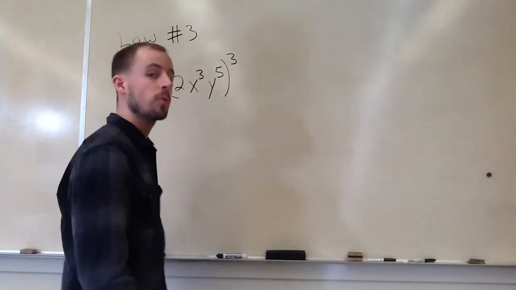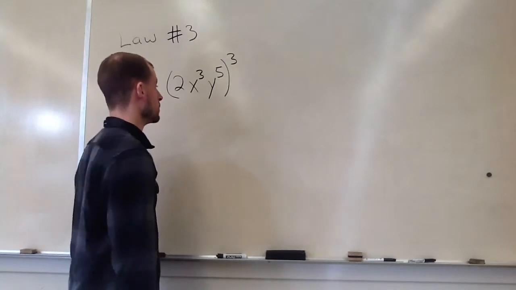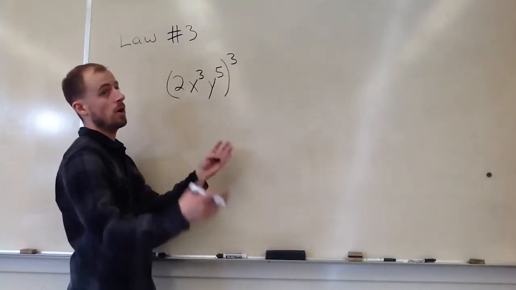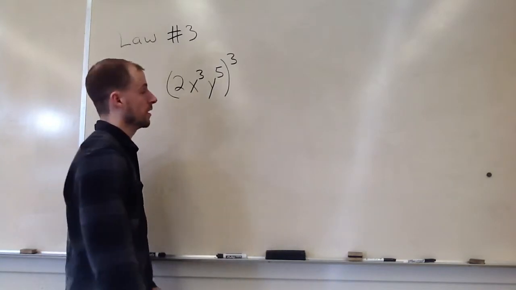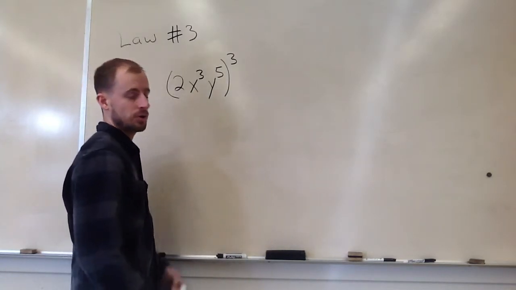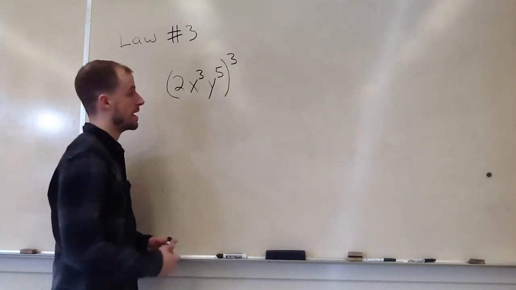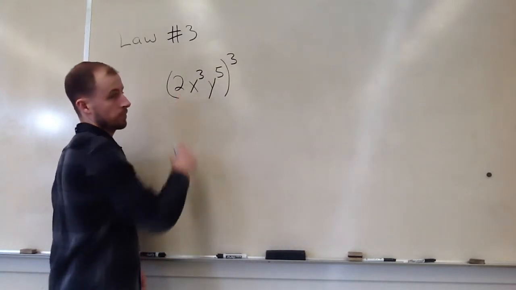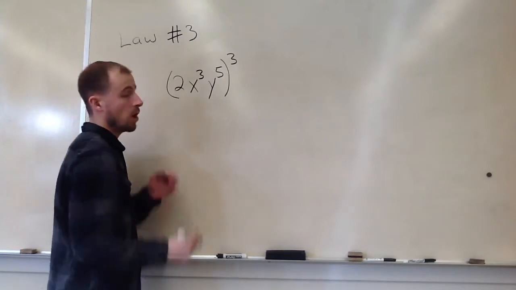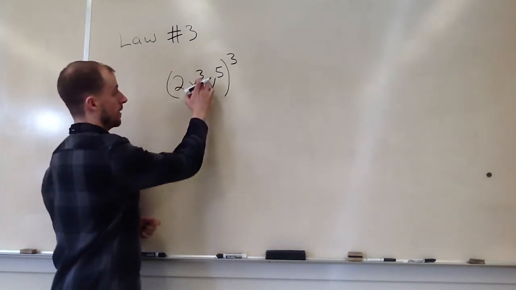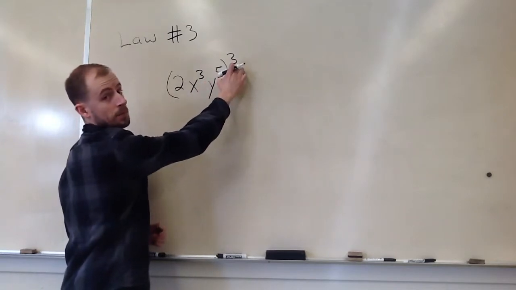Okay, here's the more complicated example. We've got 2 times x cubed times y to the 5th, all to the power of 3. Alright? So the way we're going to do this is break it down again. Again, I've been starting with numbers, so I'll stick with that. I'm going to start with the 2. Now, the law said that we take each exponent and multiply it times the other exponent.